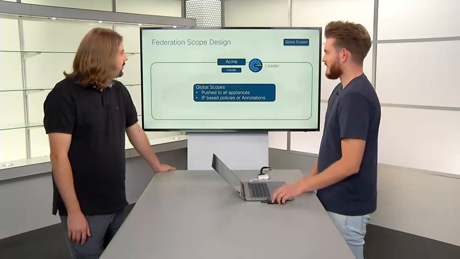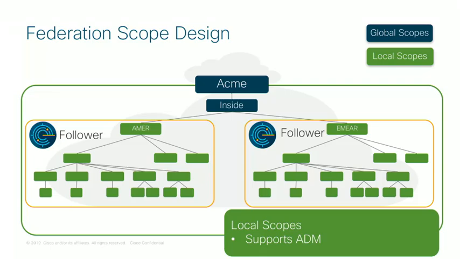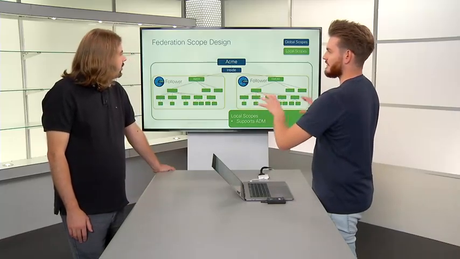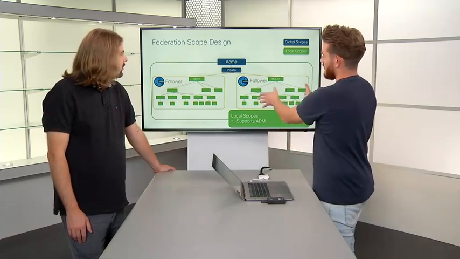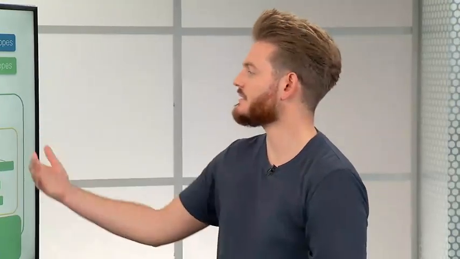Sounds good. So when we look at a scope design that is more global, this is where we've introduced two followers. So we have a follower in Europe and we have a follower in the Americas. And the follower in Europe has one scope tree and the follower in America has another scope tree. Okay. Those scope trees are shared between those different environments. So the European side also knows about the scope tree on the American side, but this follower will only control policy and enforce policy for workloads within its scope.